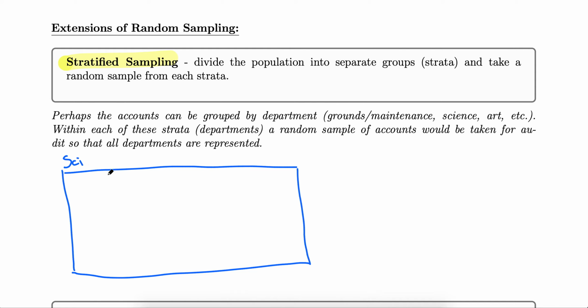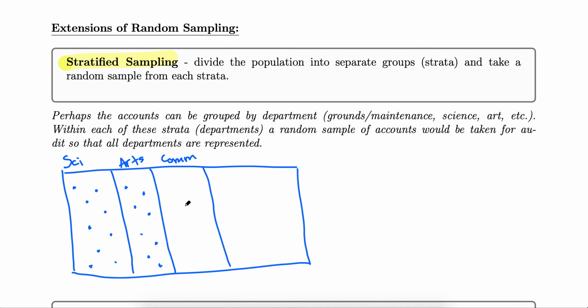So sciences, for example, I might stratify or break off some accounts that are in the sciences. I've got physics, biology, chemistry, etc. Maybe I've got some different accounts in the arts. We've got our visual arts and our performing arts, etc. Maybe communications. I have several different accounts there as well. And we could continue thinking of ways to break these into groups. Maybe let's finish with grounds and maintenance. House also has several different accounts.